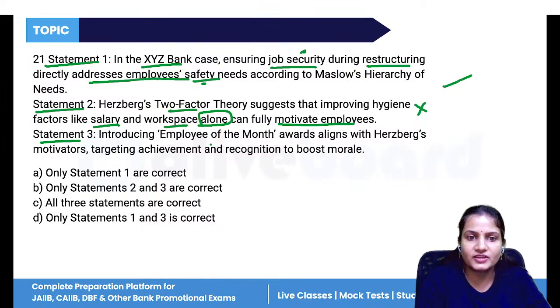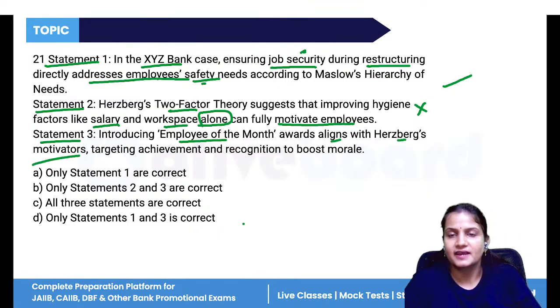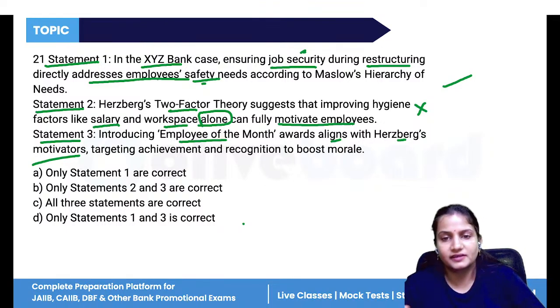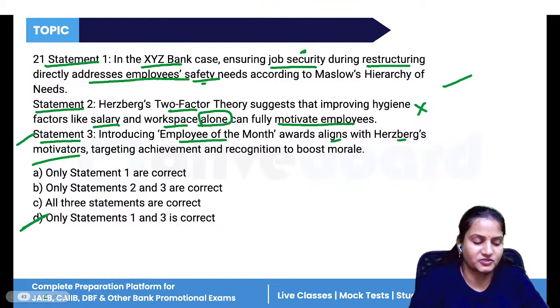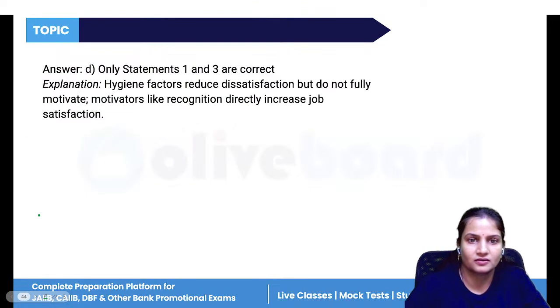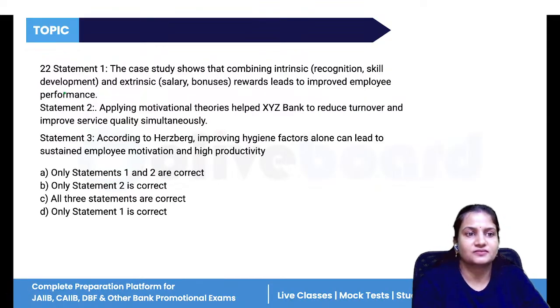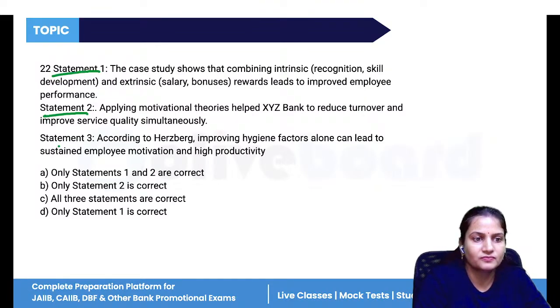Now, introducing Employee of the Month award aligns with Herzberg's motivation. Yes. If any employee is getting employee of the month, that employee will be motivated to perform more and better for the company. It will increase the morale of the employee. Yes, so statement three is correct. So one and three are correct. Option two. Now, next. Again, three statements are given to you.